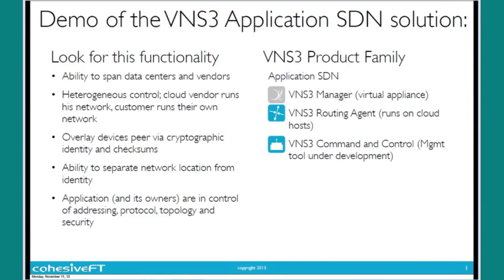I'm going to be doing a quick demo of VNS3 and how it applies to application SDN. What I'd like you to look for in this demo is our ability to span multiple data centers and vendors, have heterogeneous control where the cloud vendor runs their network and the customer runs their own network over the top, how we use cryptographic identity for the different devices and how those checksums can be compared to show peering.